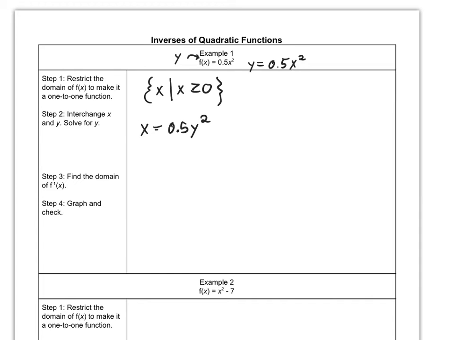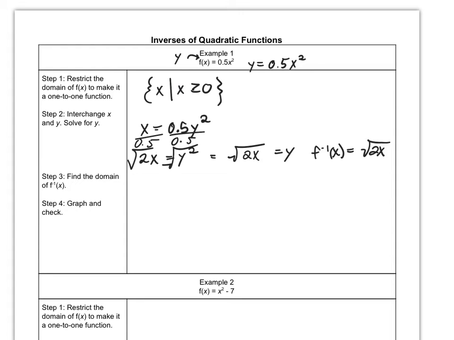And now I want to solve for y. So my first step will be to divide both sides by 0.5. And that gives me 2x equals y squared. Then to solve this, I just take the square root of both sides. And I end up with the square root of 2x is equal to y. And that's the inverse of my function.